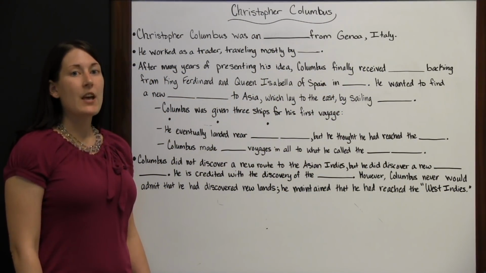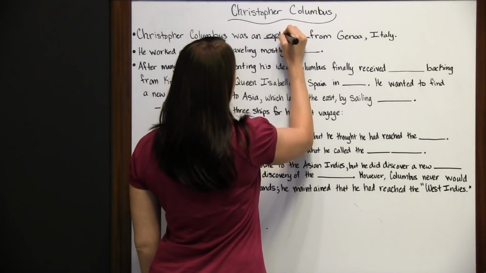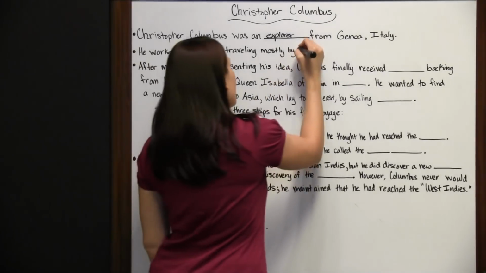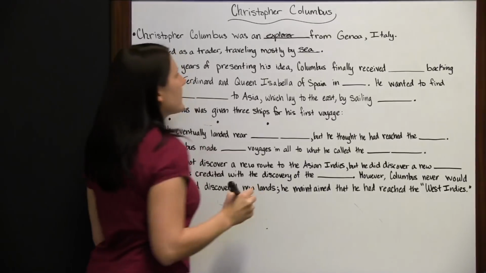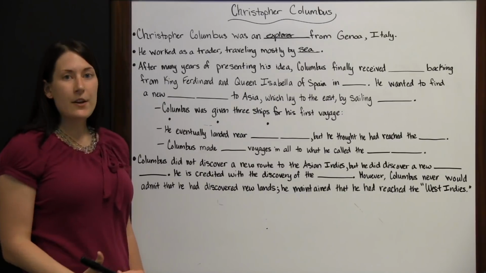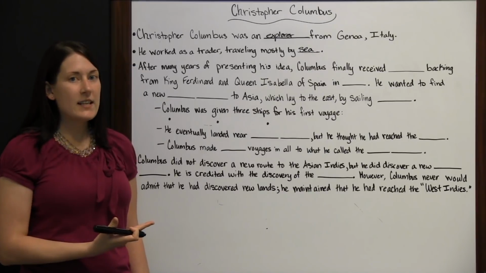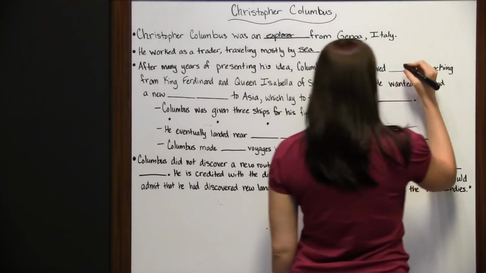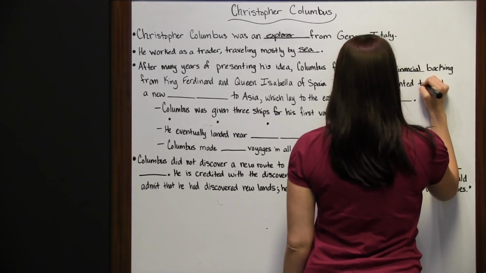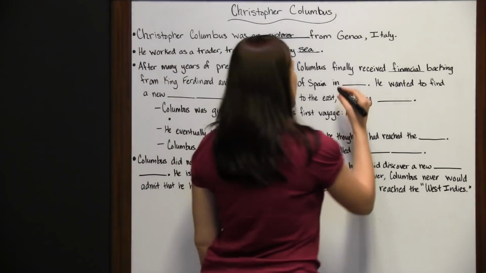Christopher Columbus. Christopher Columbus was an explorer from Genoa, Italy. As an adult, Columbus worked as a trader, traveling mostly by sea. So Columbus had a lot of experience at sea. He was an experienced sailor. He had done this for many years of his life. Then he came up with an idea. After many years of presenting his idea, Columbus finally received financial backing from King Ferdinand and Queen Isabella of Spain in 1492.